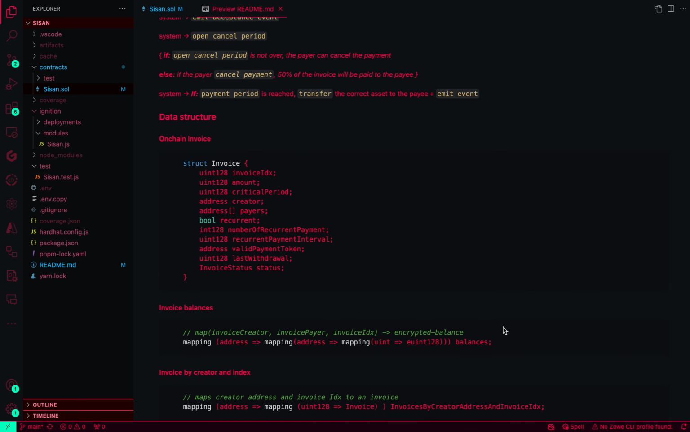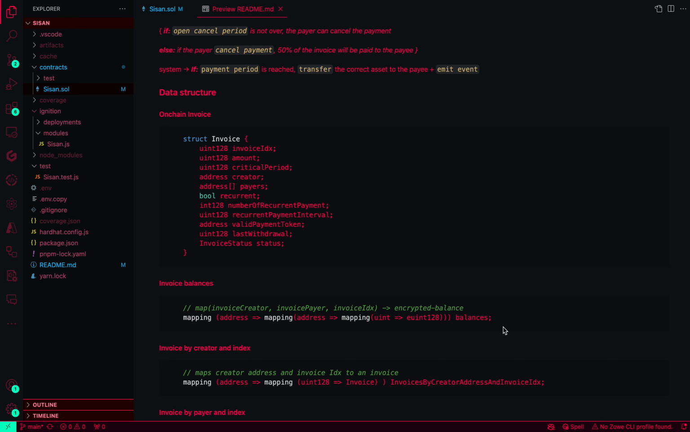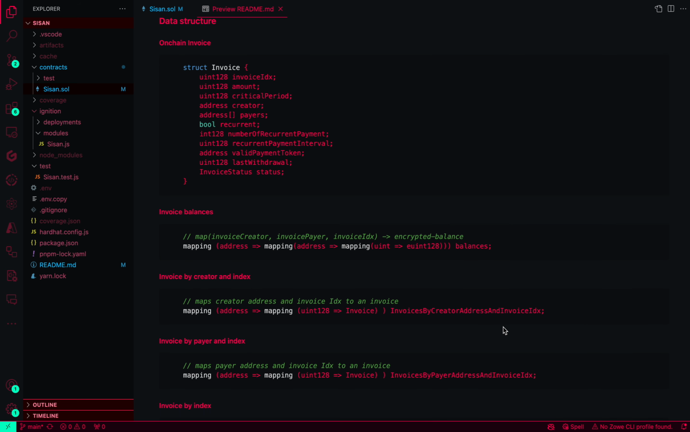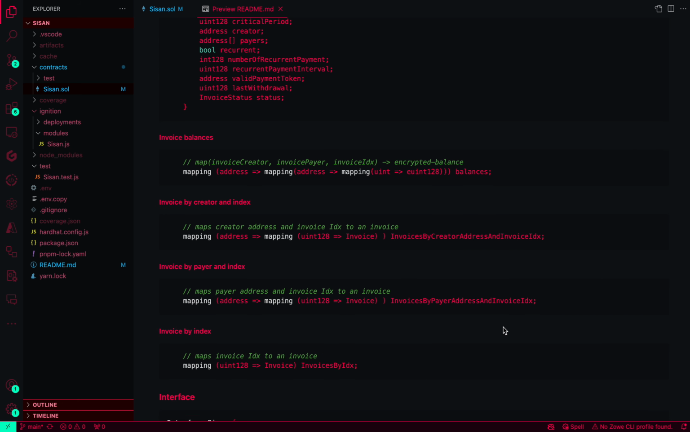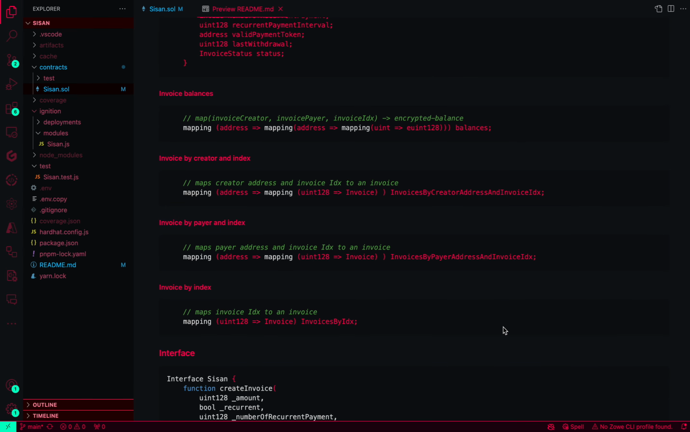This is the data structure for the invoice and the parameters used. We used fully homomorphic encryption to ensure that the balance on an invoice is made private, and this balance is mapped using the creator, the payer, and the invoice index. And we have other maps to keep track of the invoice using the creator and the invoice index, as well as tracking the invoice using the payer and the invoice index, and using just the index.